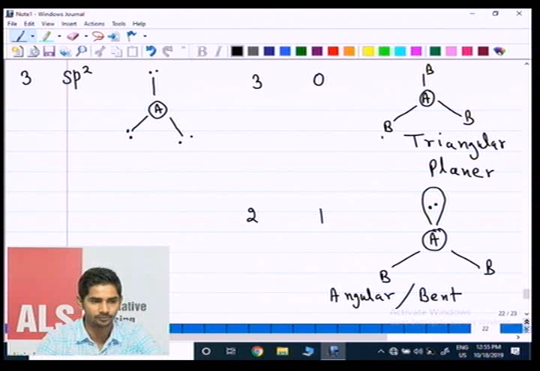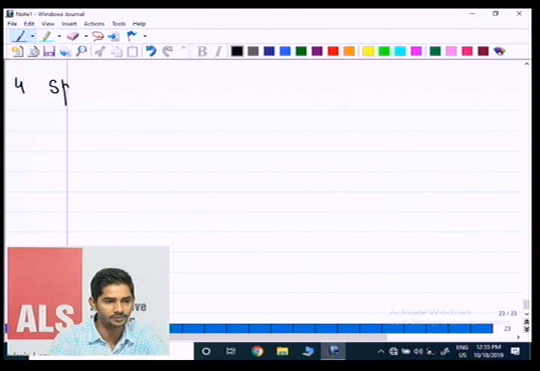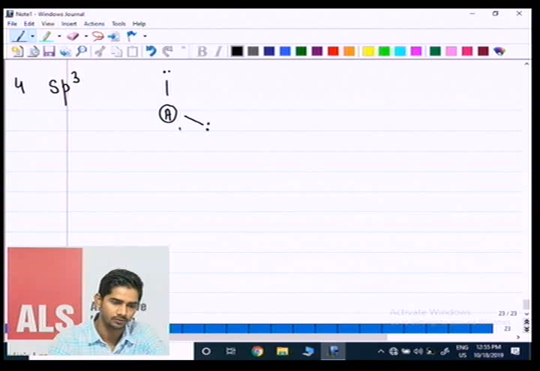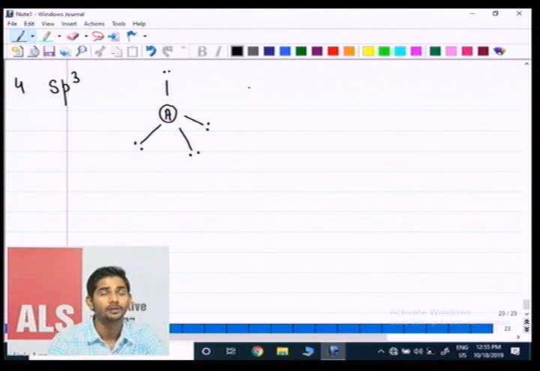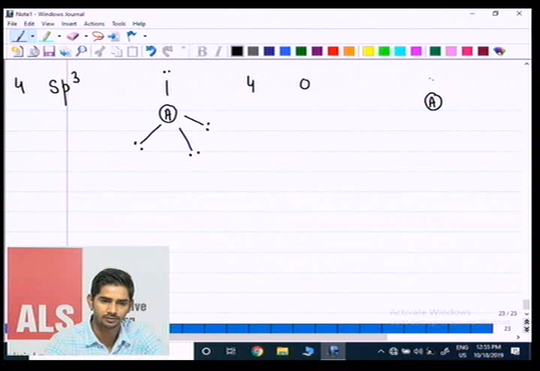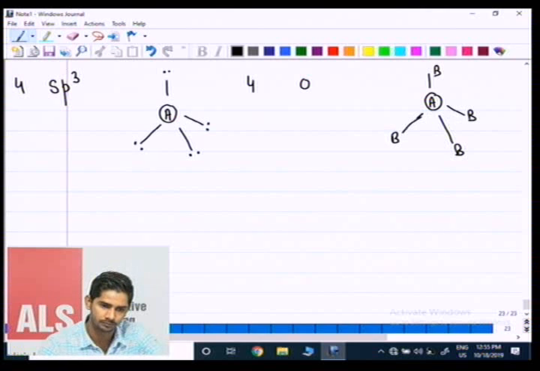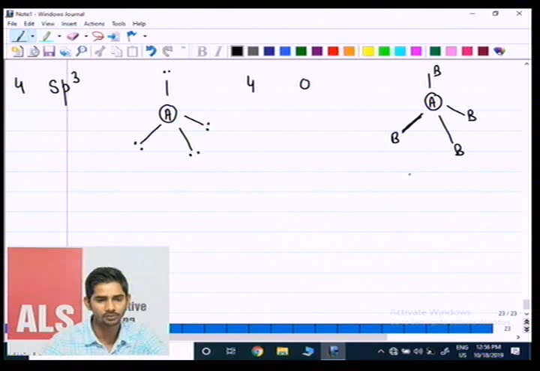Okay, let's move on. This is your sp3 hybridization. If I talk about the arrangement of atoms, then this one should be like this: 1, 2, 3, and then 4. Now there are 3 cases. First, bond pair 4, lone pair 0. If this happens, it will look like this. This is known as the tetrahedral.